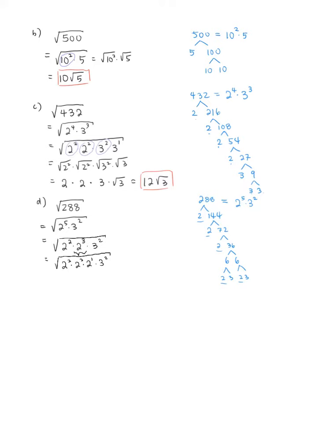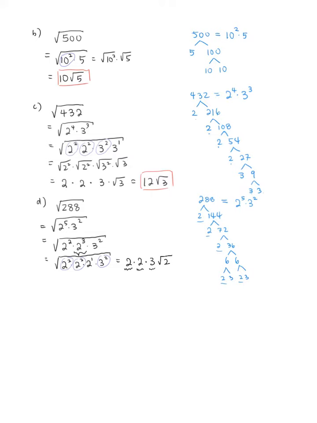So now I'm going to circle the perfect squares. Alright, now this is going to be the same thing as 2 times 3 times square root of 2. Now this 2 comes from square root of 2 squared, and this one is also from square root of 2 squared, and then this 3 is from square root of 3 squared.